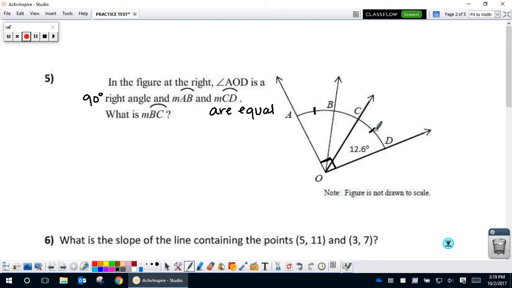So it looks like that arc is 12 and 6/10. And then the question wants, what's the measure of arc BC? So we know the whole thing added together should get us to that 90-degree angle, which is right here. Okay, so let's add up what we know.